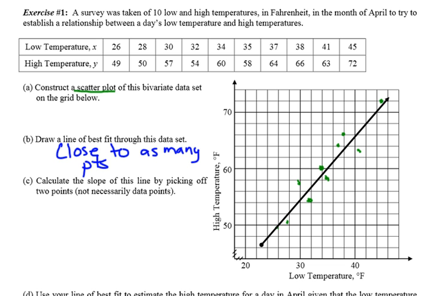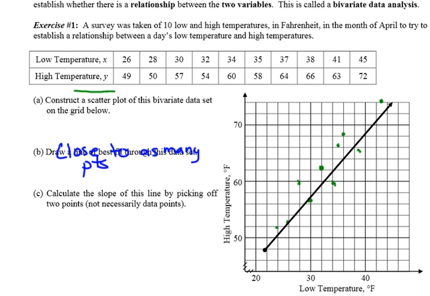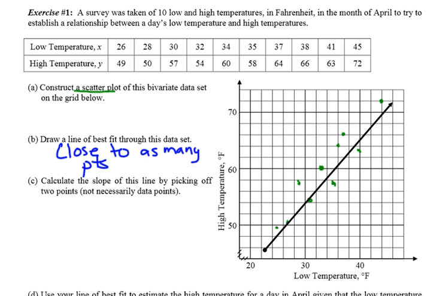I could take this line, and if I moved it down, oops, not that data point. Sorry, ladies and gentlemen. If I try and move the line, it's going to give me a different relationship. So you want it to be, like I said, as close as it can be to as many of the data points as possible, and even almost splitting some of them.